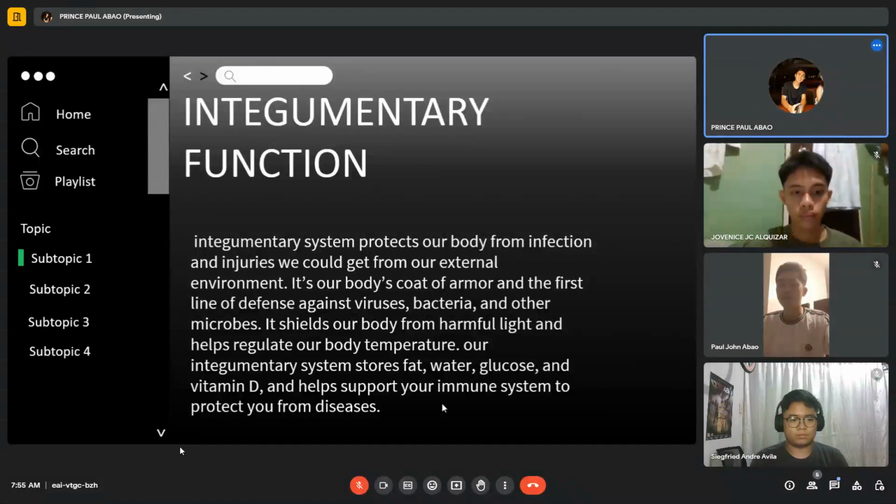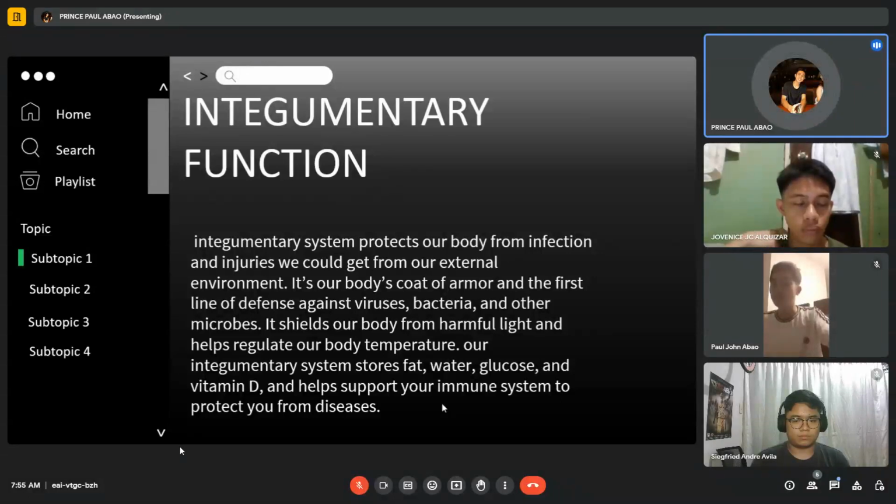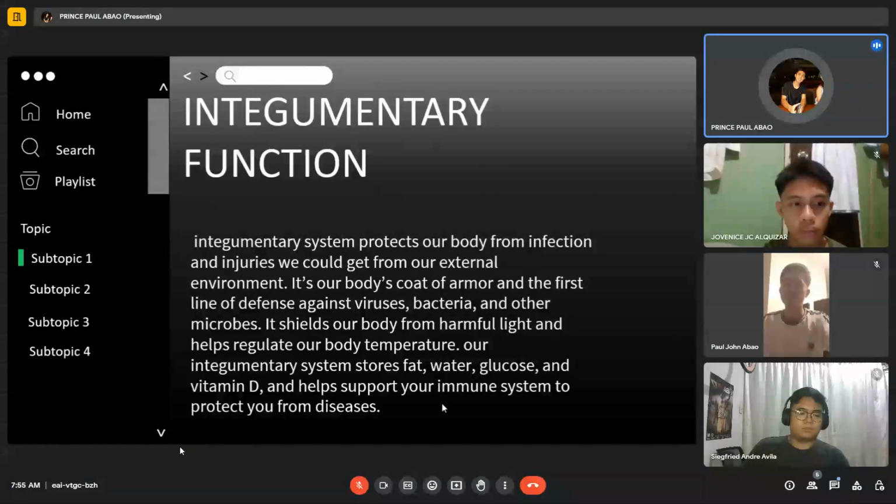And then the next function is production. In production, vitamin D is an essential nutrient for the well-being and functioning of the body. The skin is responsible for the production of vitamin D by synthesizing the rays of the sun with skin compounds. That's all the functions that I could explain in the integumentary system.